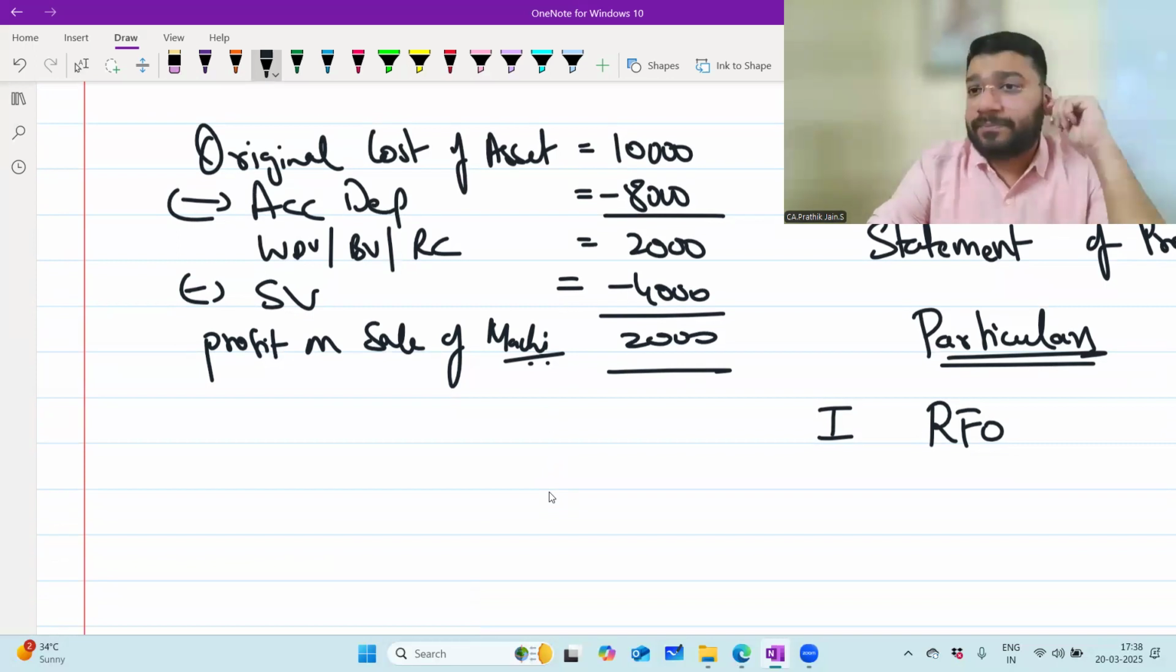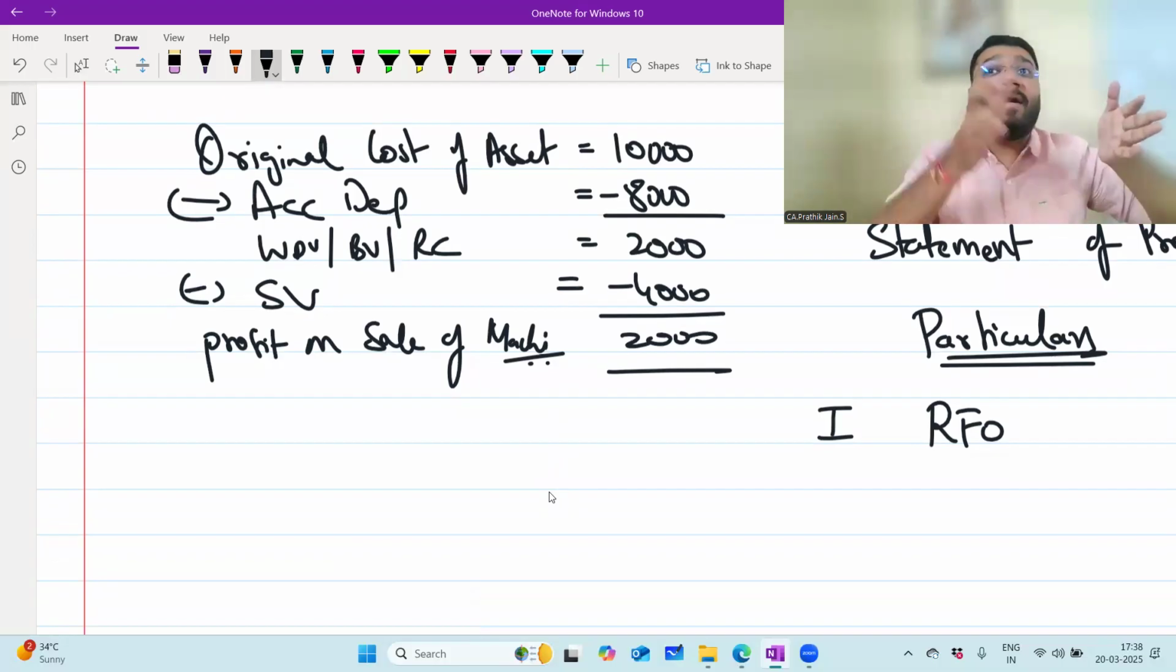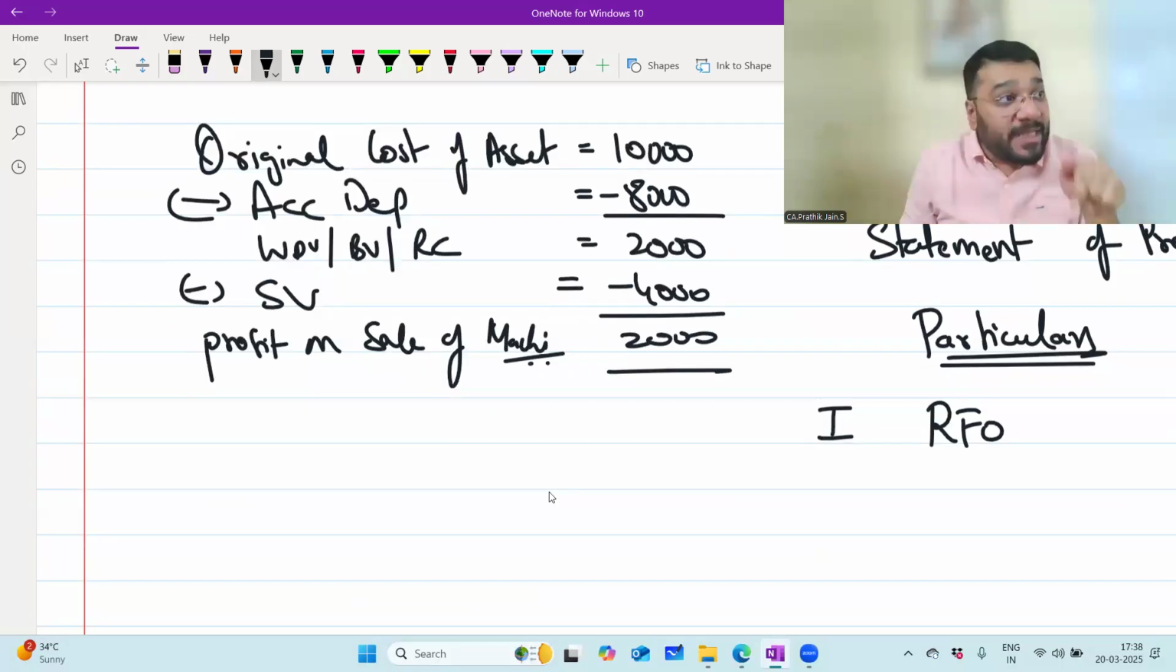Whenever the asset is sold, how many monkeys come into the picture? Three monkeys come into the picture. The first monkey is the depreciation monkey. If the asset that is being sold was used from day one till the date of sale, I have to calculate depreciation for that. So depreciation on the asset that is being sold, we call it monkey one.